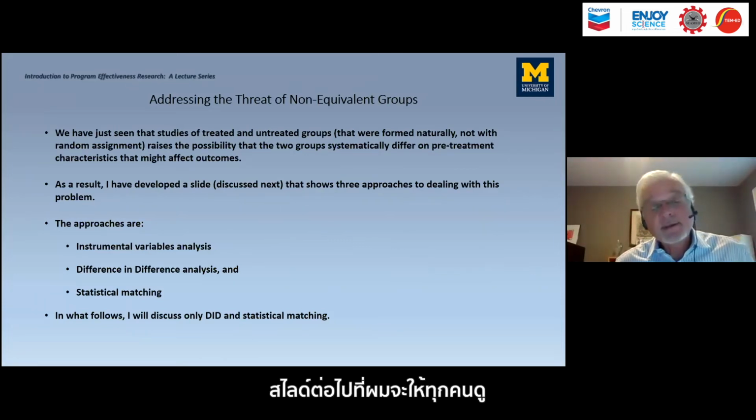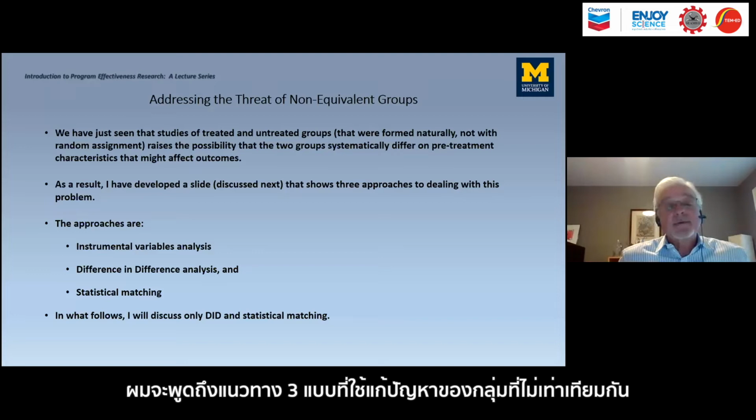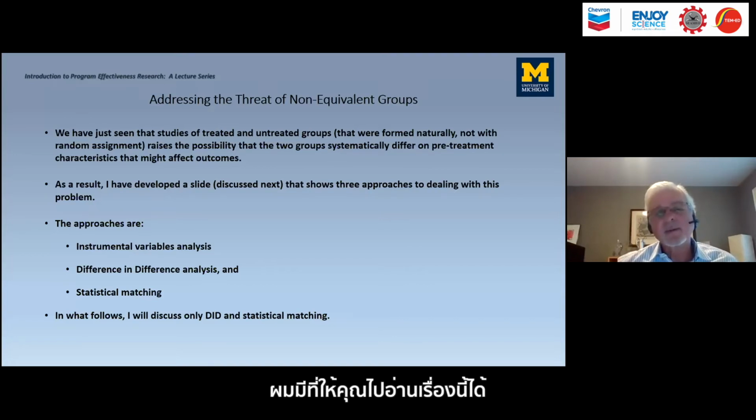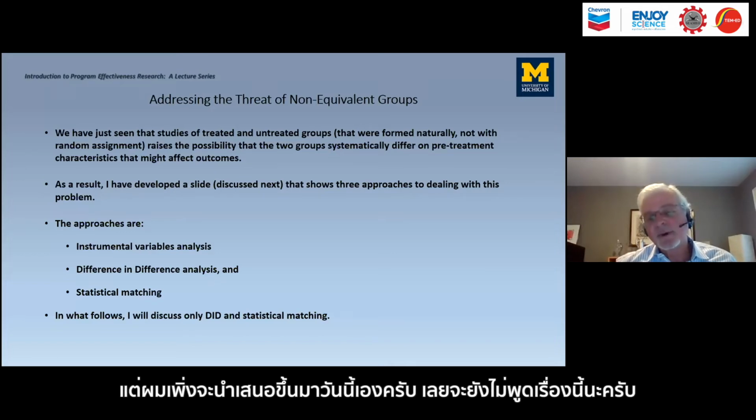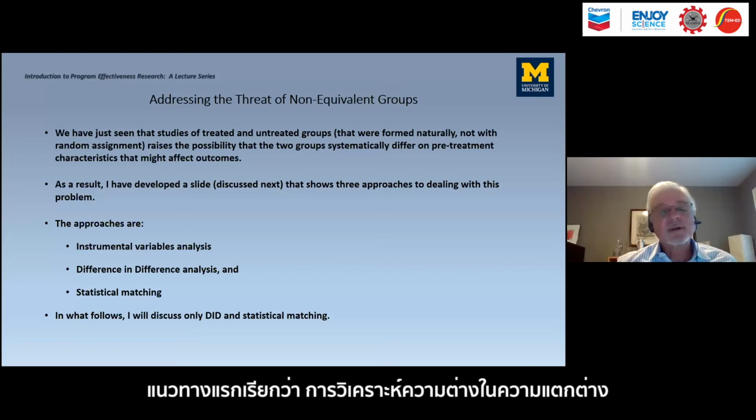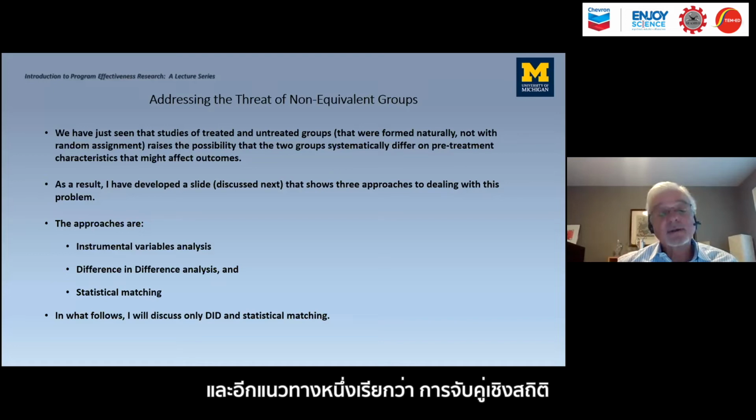On the next slide that I'm going to show you, I discussed 3 approaches to dealing with the problem of non-equivalent groups. One is instrumental variables analysis. I am not going to talk about that today. I have a place where you can go to read about it. It's commonly used in econometrics, but just for purposes of today, I'm not going to discuss it. What I'm going to discuss are 2 other approaches. One is called difference-in-difference analysis, and the other is called statistical matching.